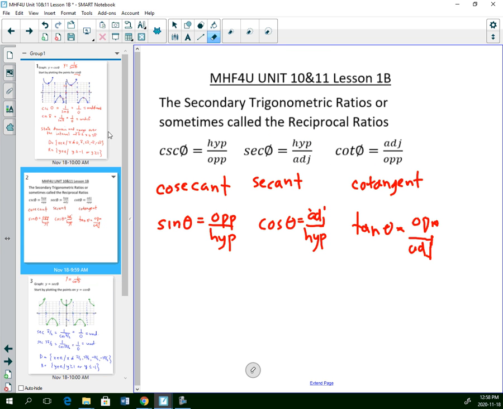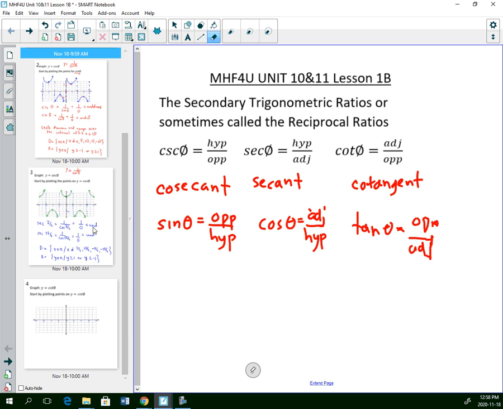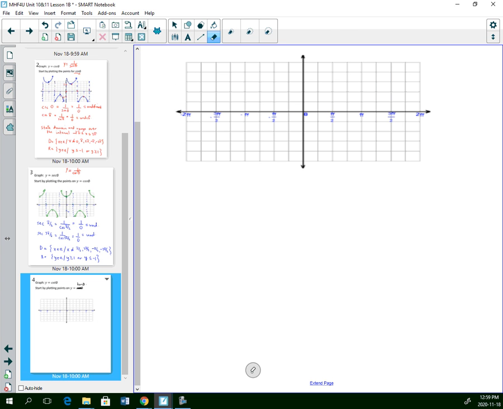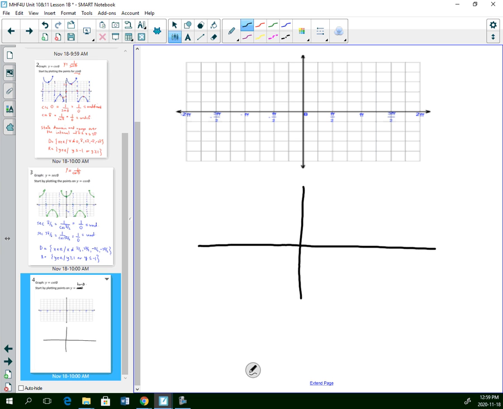Make sure this is in the right order. Okay, so let's do cotangent. So cotangent is the reciprocal of tan, and I typed that in wrong there. This should say start by graphing tan. Okay, so remember tan's a little bit different. So I'm going to draw tan down here, just because tan had some vertical asymptotes, if you remember. So 2 pi, pi.